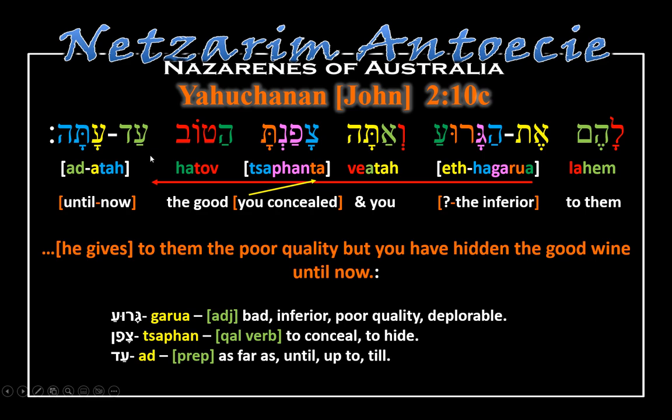Ha-tov, meaning the good. Ad, meaning until. Ata, meaning now. So he gives to them the poor quality, but you have hidden the good wine until now. So, of course, normally you give the good wine first, and when they're a bit drunk, then you give the bad wine. But they did it the opposite because, of course, the wine that Yeshua made was the best. So also we've got ad here as a preposition, as far as until, up to, or till.